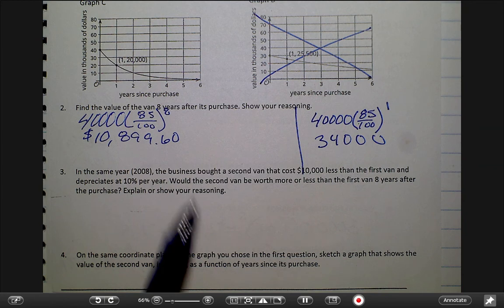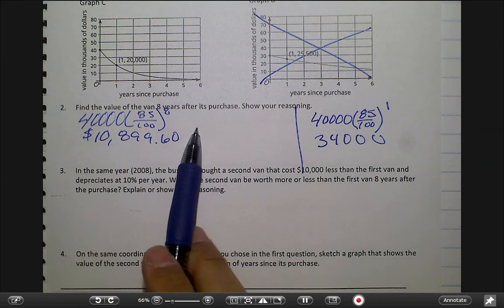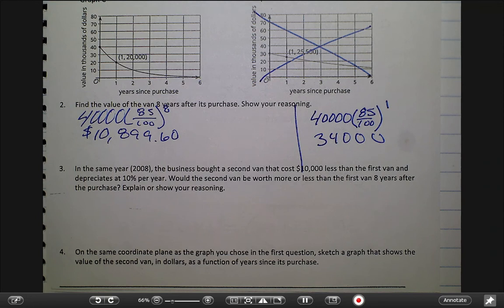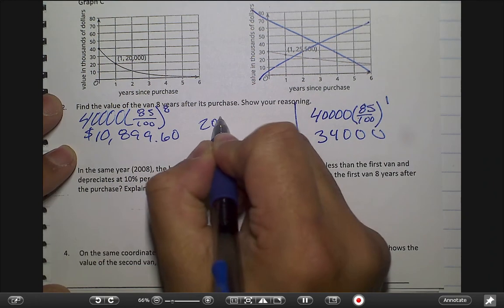Now, what year is this one supposed to be? Give me the year. 2016. Why is it 2016? 2008, 2016. Yeah, 8 years after 2008. So it's going to be in 2016. Very good.